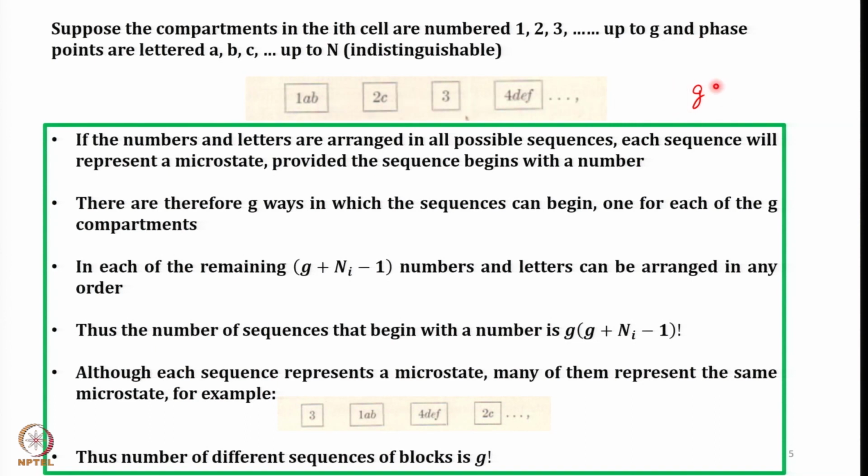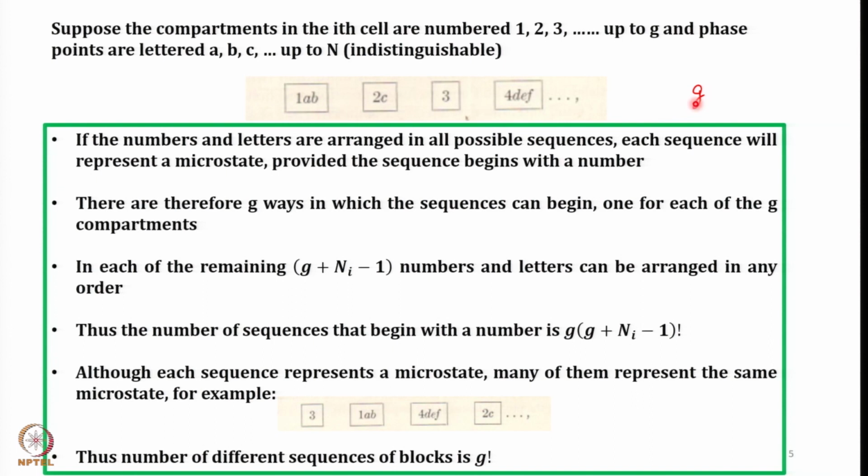That means there are G ways of arranging the sequences. What I mean is there are G ways in which sequences can begin, because there are G compartments, one for each of the G compartments. So there are G compartments, there are Ni phase points, the total is G plus Ni, and if one starts with one number, that means the remaining G plus Ni minus 1 numbers and letters can be arranged in any order. Try to understand. There are G ways in which the sequences can begin, because their total number is G here.